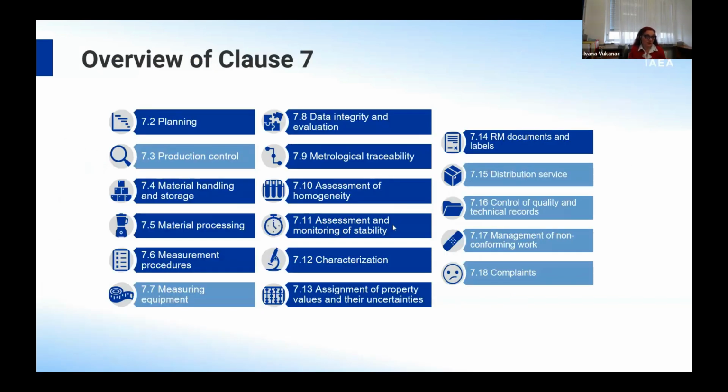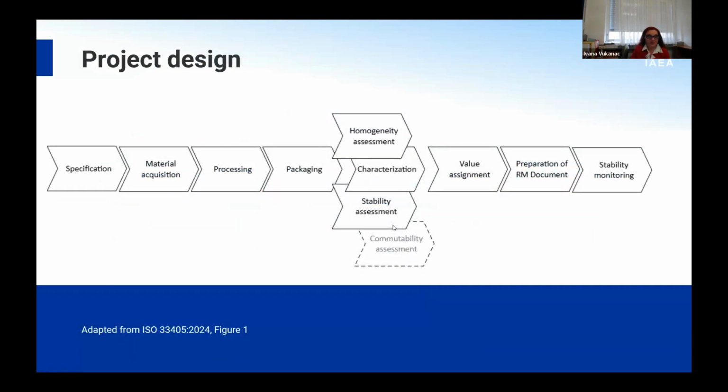On this slide, you can see an overview of clause 7. There are 18 sub-clauses covering all technical aspects of reference material production, and I will focus mainly on these in dark blue. So let us start from the beginning.